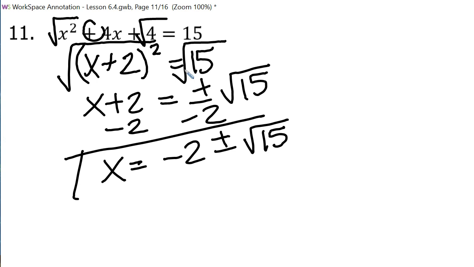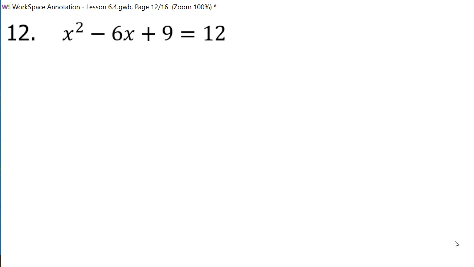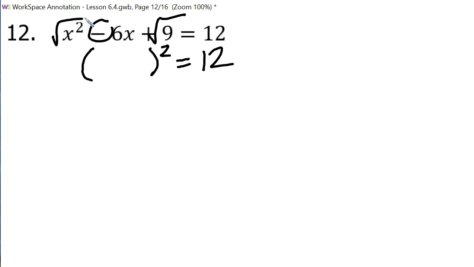Next one, number 12. If you have a trinomial, what do you have to do with it? Factor it. So put the parentheses with the square, and this time it equals 12. And remember, square root the first one, square root the last one, the minus needs to be in the middle. So what needs to go inside the parentheses? X minus 3.